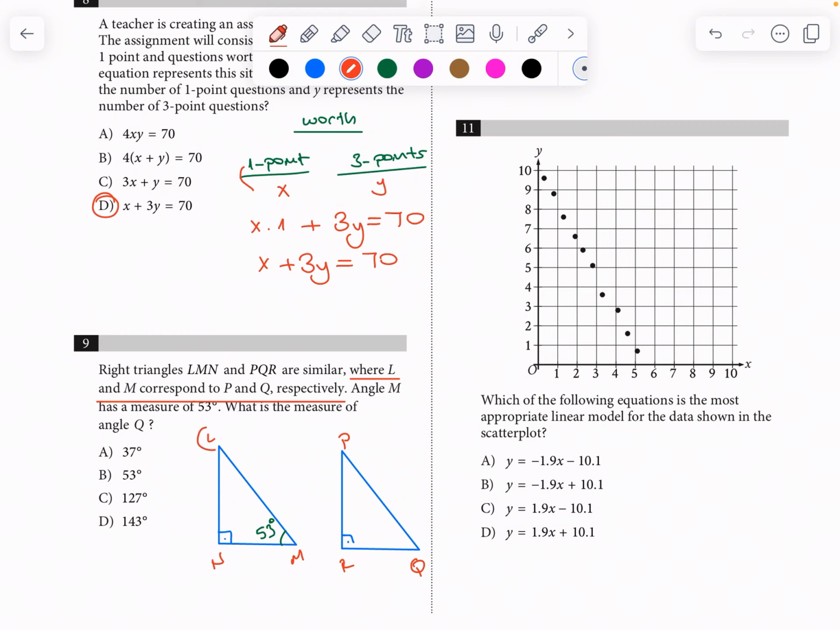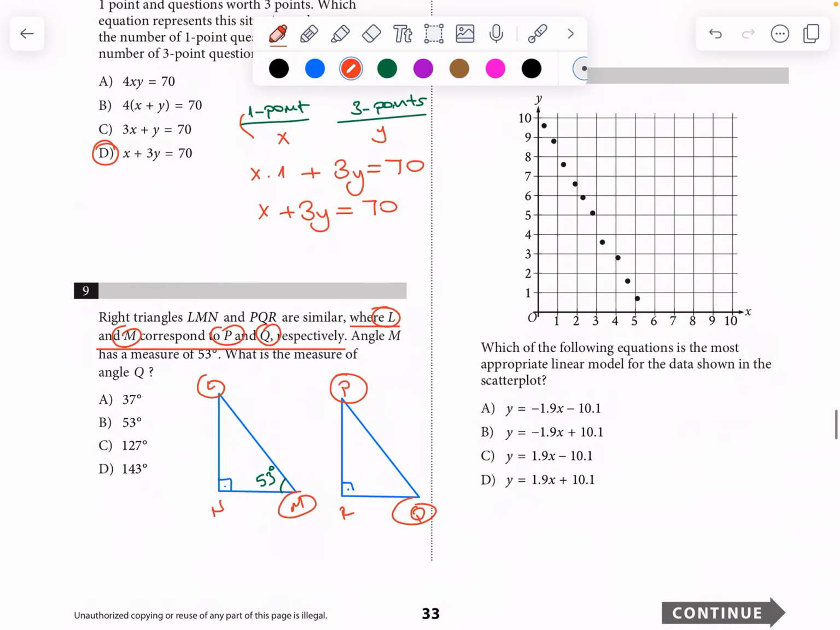L is corresponding to P, and M is corresponding to Q, which means this, guys. So the measure of angle M is going to be equal to the measure of angle Q. The measure of angle M is already given in the question, which is 53. So the measure of angle Q is going to be the same, 53 degrees. Answer choice B is the correct answer.